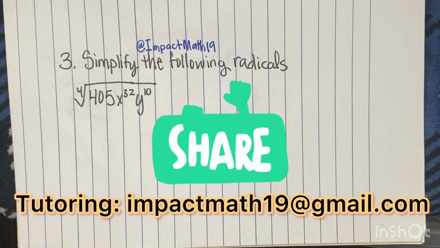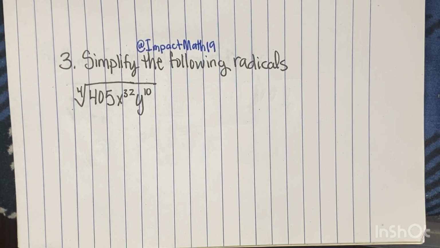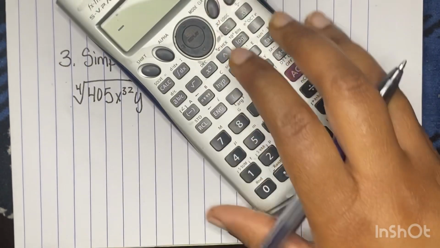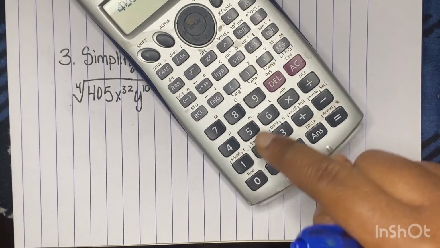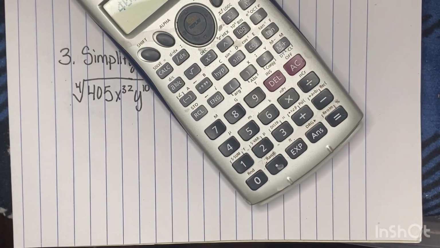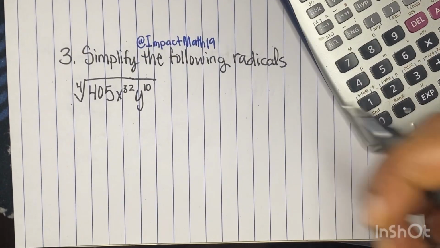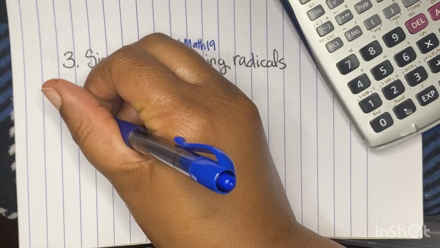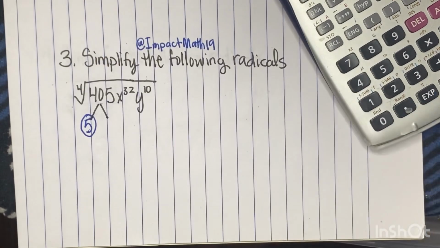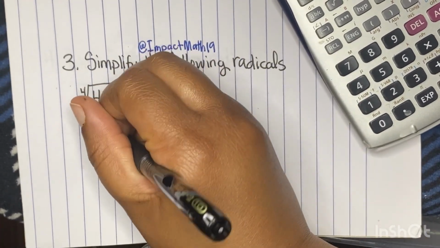All right, so it says simplify the following radicals. We have a 4th root, 405, x to the 32, y to the 10. So what we're going to do is break down what times what gives us 405. Since the number ends in a 5, we know 5 goes into it. So 405 divided by 5 is going to be 5 times 81. So we could do 5. And 5 is a prime, so we're going to circle that. And then we have 81.